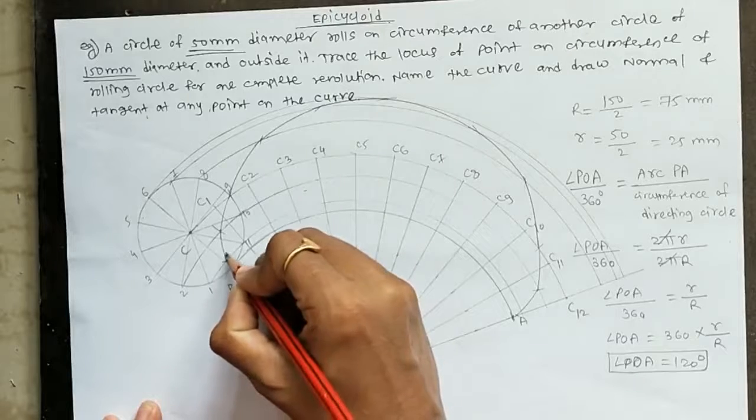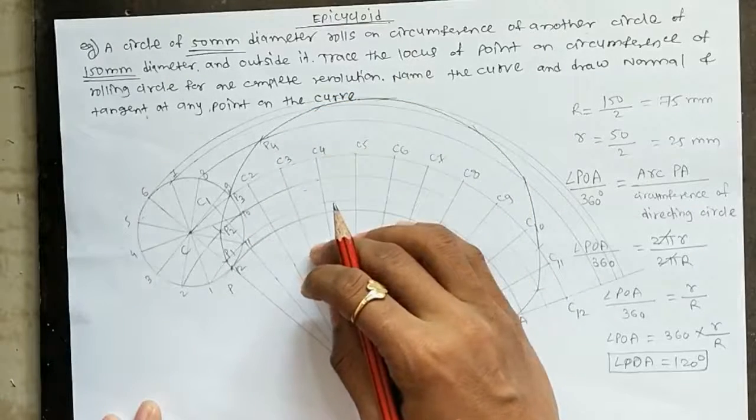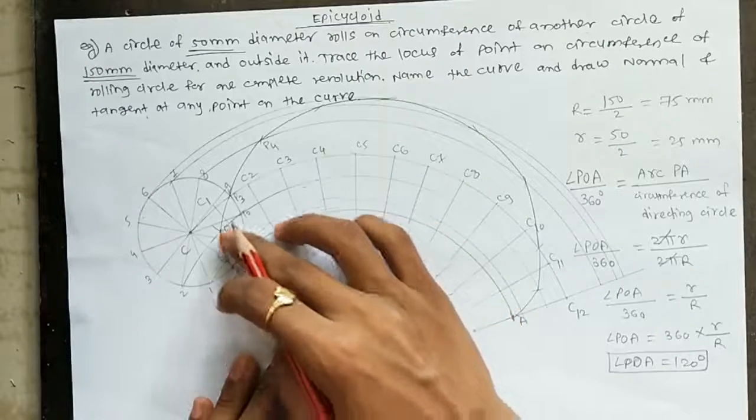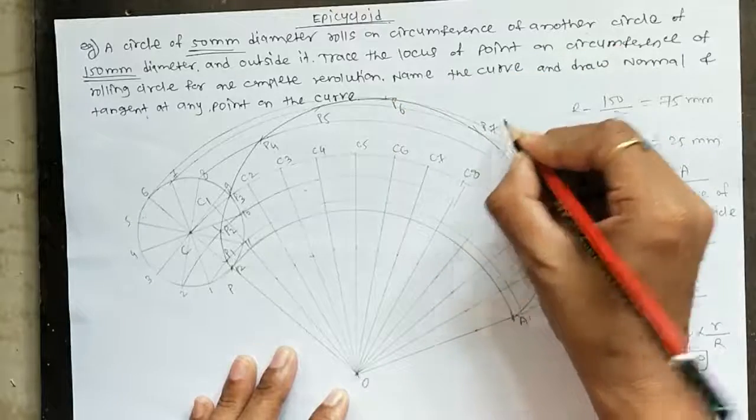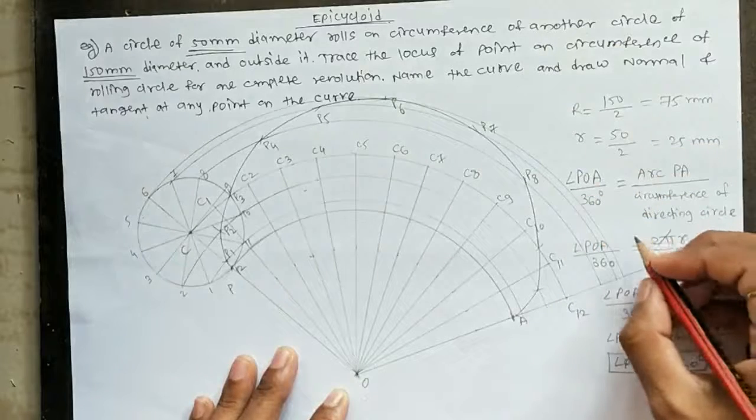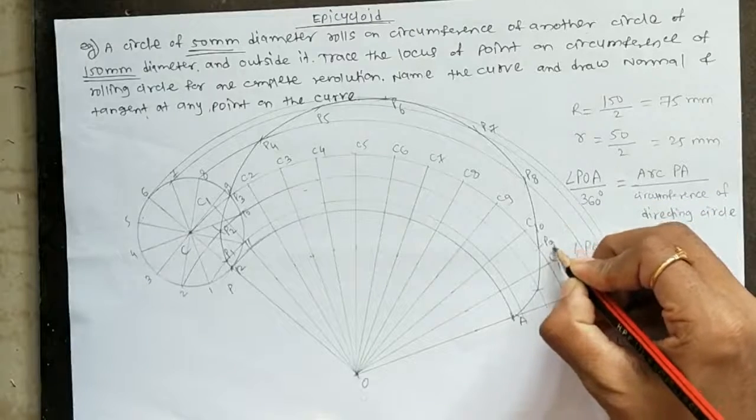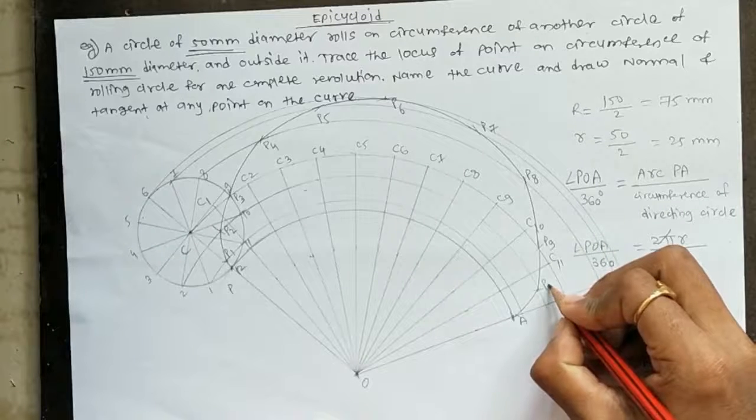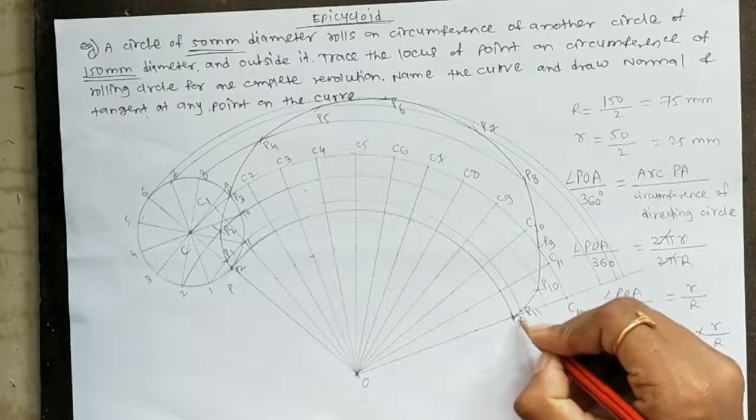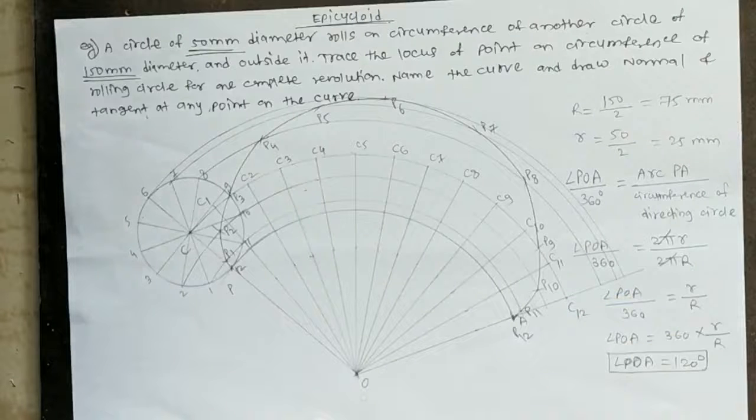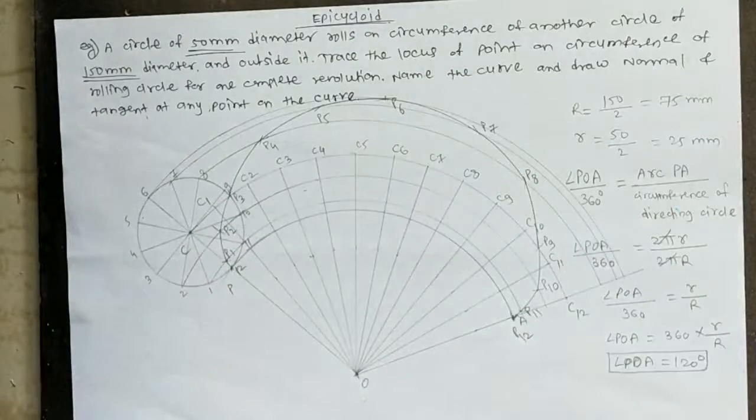This is point P, so this is point P1, P2, P3, P4, P5, this is P6, P7, P8, then P9, P10, on this line P11, and this a point, that is point P12. So EP cycloidal curve we have done.